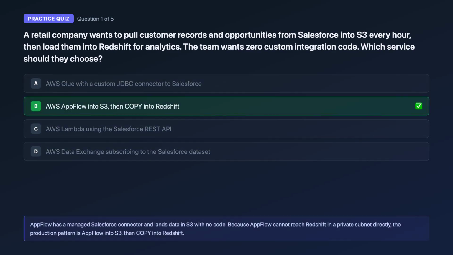The answer is B. AppFlow has a managed Salesforce connector and lands data in S3 with no code. Because AppFlow cannot reach Redshift inside a private subnet directly, the production pattern is AppFlow into S3, then copy into Redshift. Data Exchange is for third-party marketplace data, not your own Salesforce tenant.